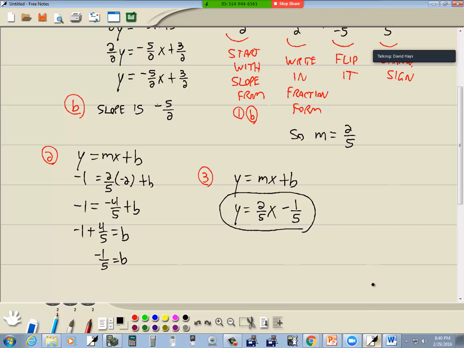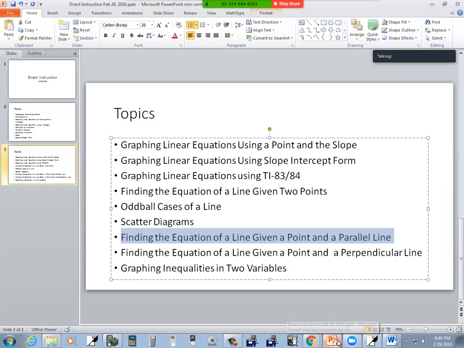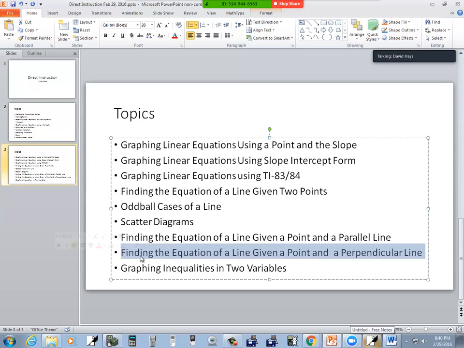Now again, some of the problems I noticed in the work just involved giving you a slope and then asking what the slope is for a line that's perpendicular to it. So you just do a little piece of it. But this shows you the entire process. Now that was this one. I didn't highlight it, but that was finding the equation of a line given a point and a perpendicular line.